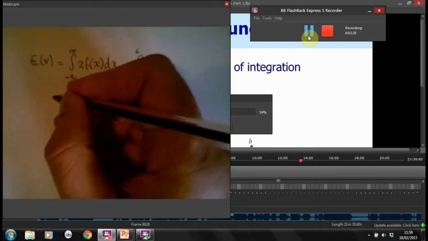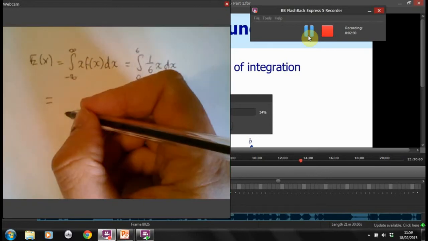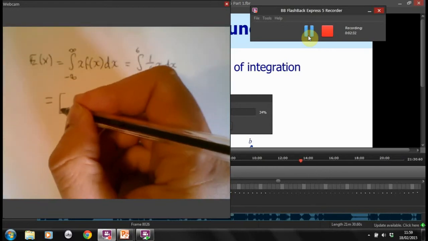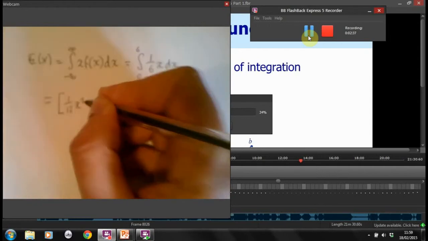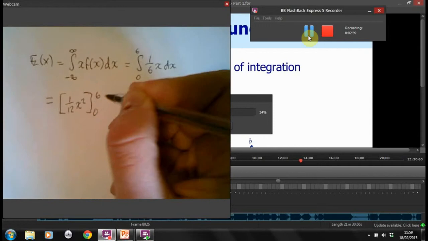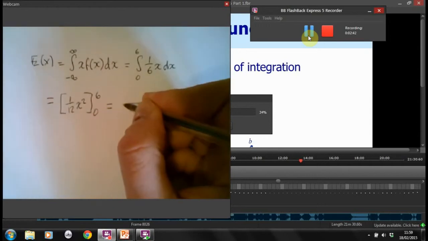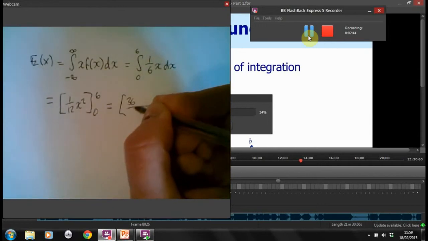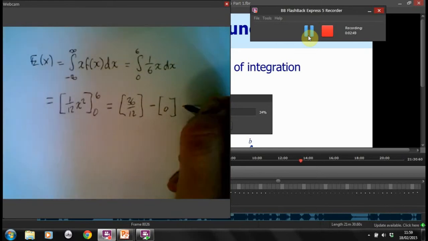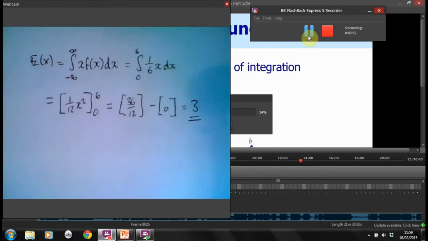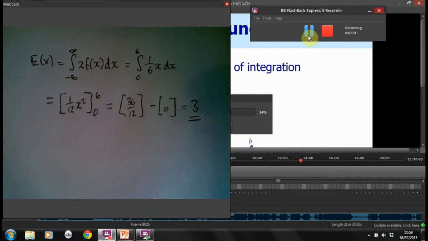And if we integrate that, then we get the definite integral of 1 over 12 x squared evaluated between 0 and 6, which is 36 over 12, take away 0, which is equal to 3. So that's what we said on the slide, and that is indeed the expected value of x in this particular example.